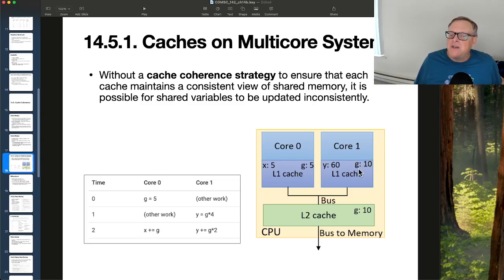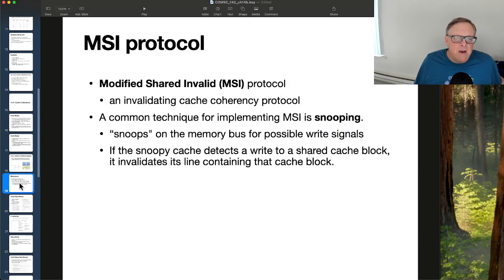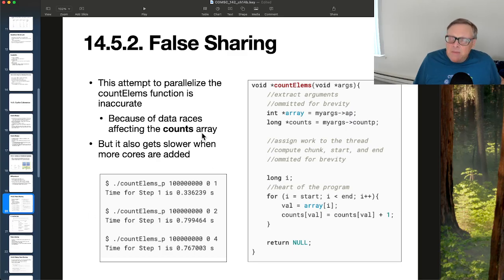I better not trust this value anymore. Next time I want to use it, I better refresh it from the main memory. And that's the game. Now that means you will have serious efficiency problems. And they call this false sharing.